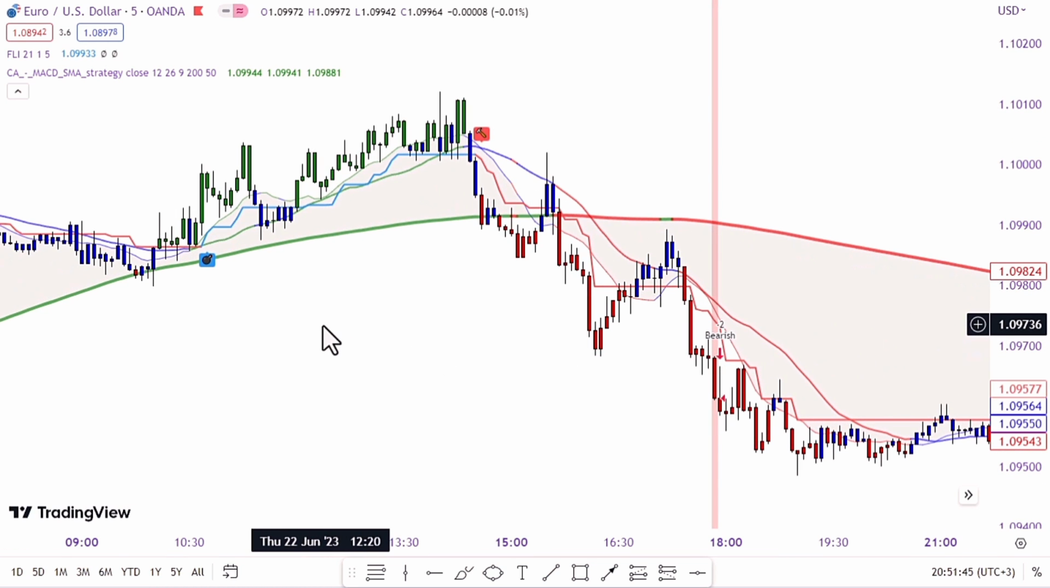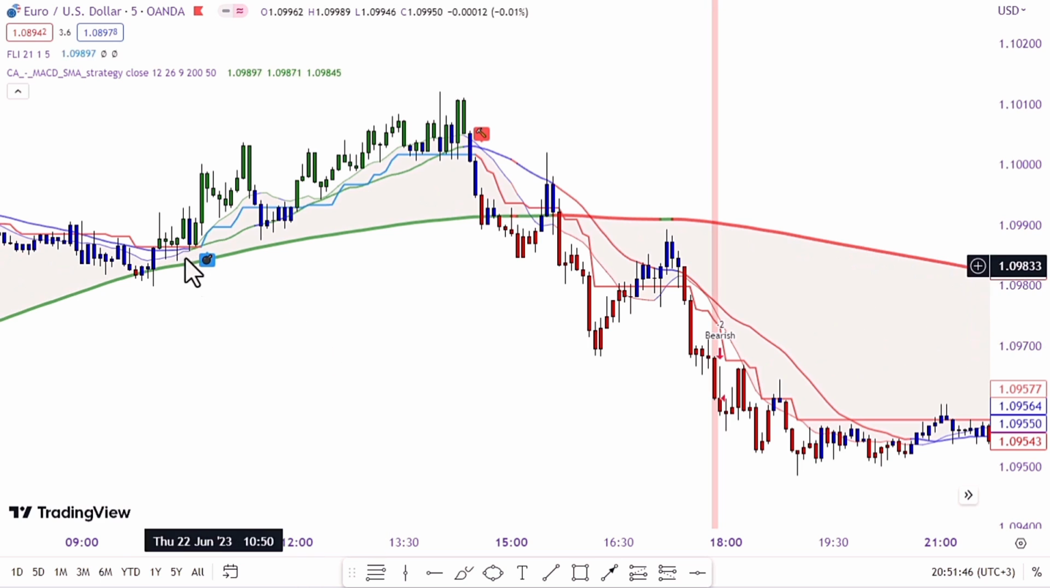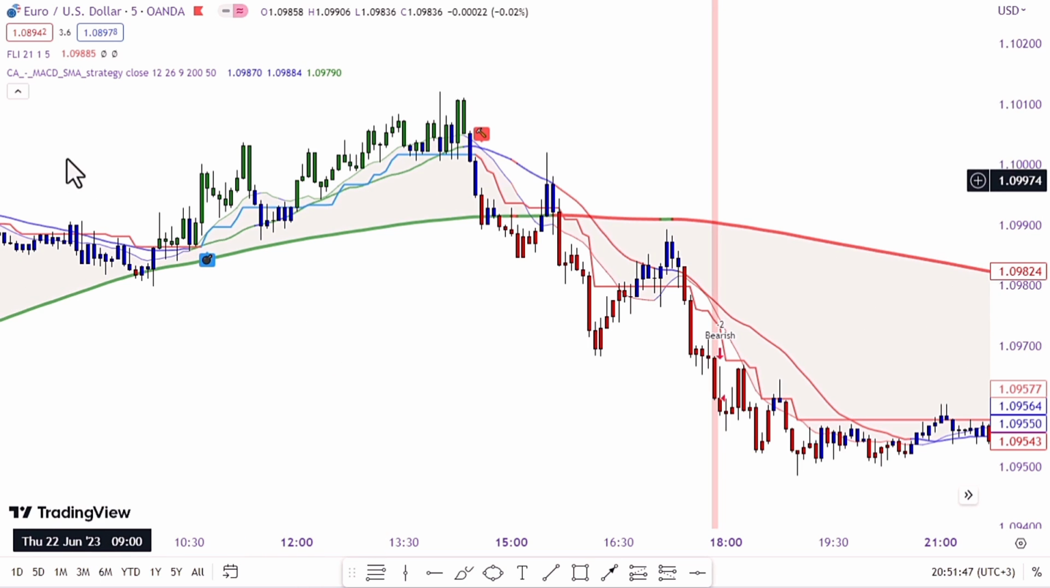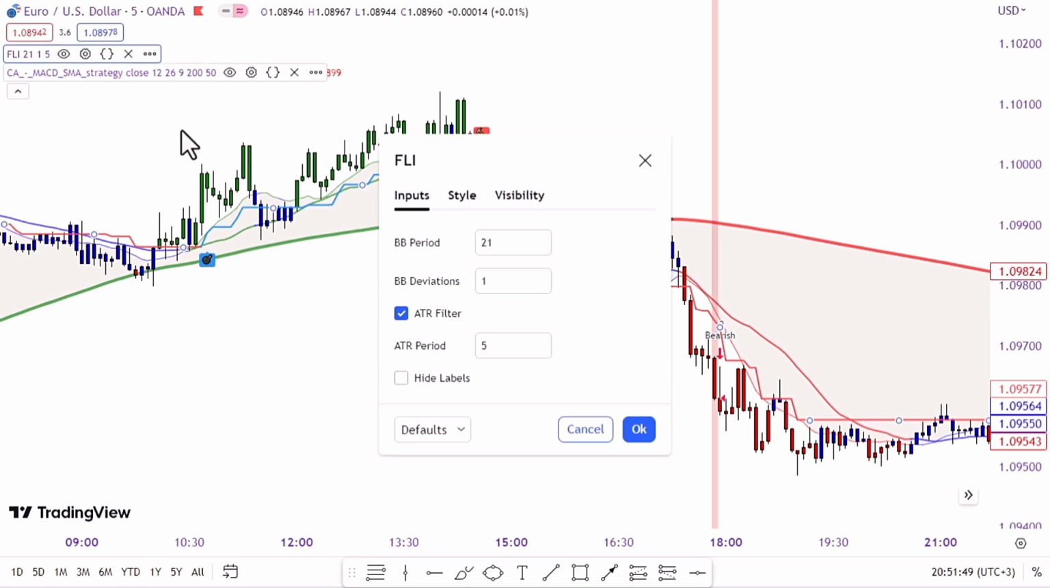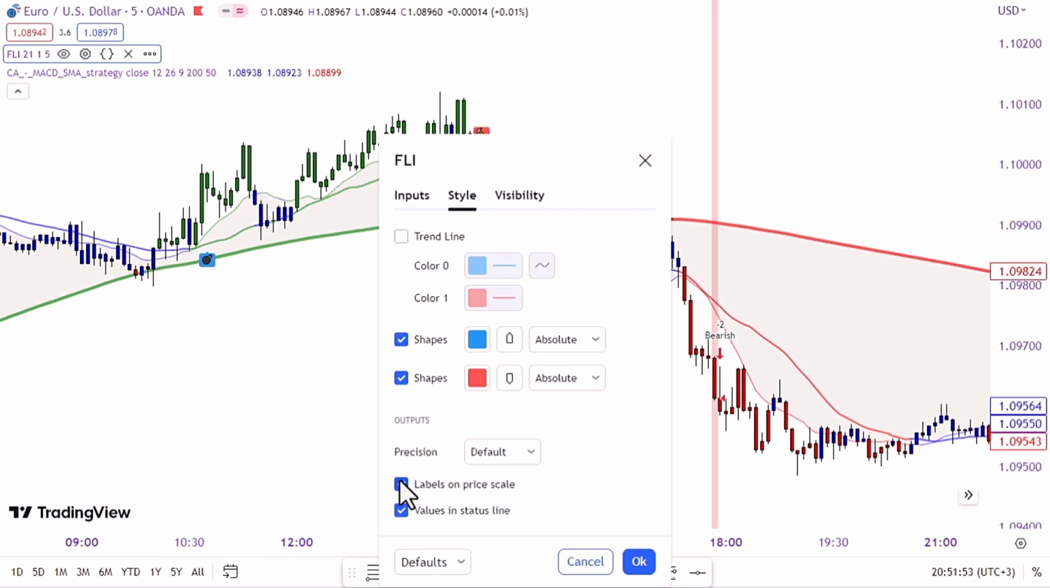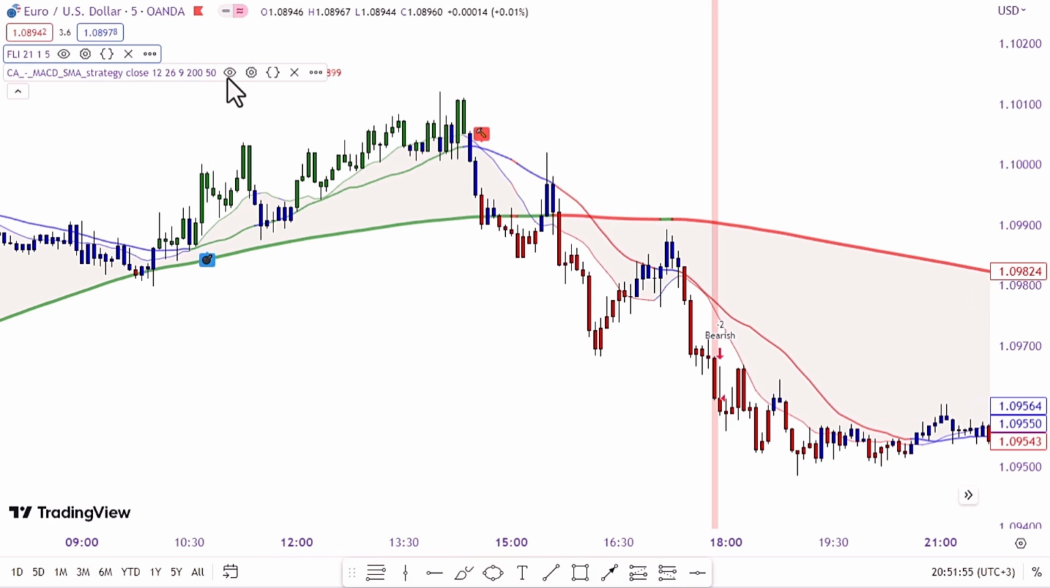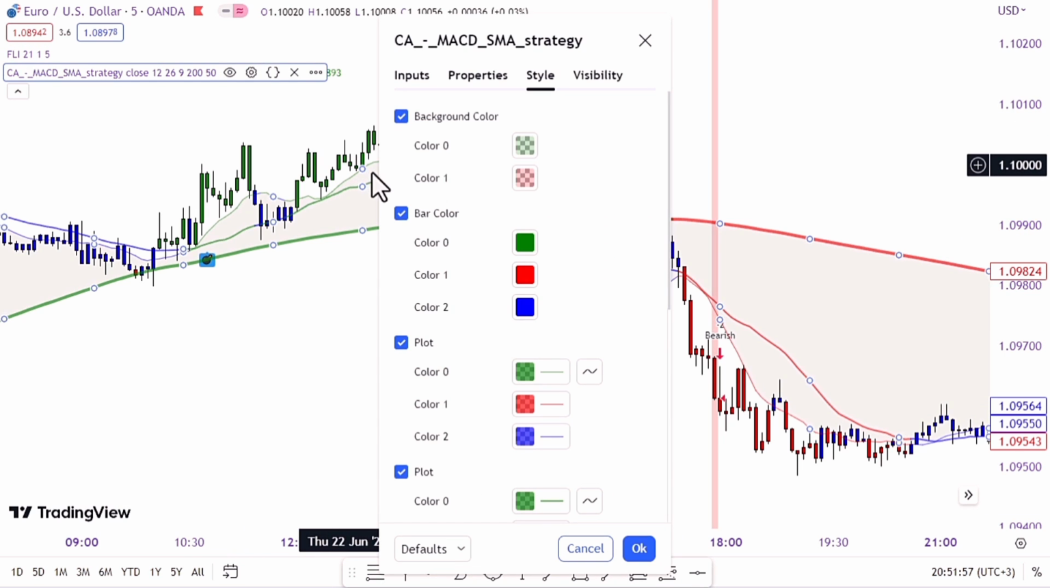Now let's make some slight adjustments to the settings of these indicators. So open the setting of the follow line indicator and disable the trend line. The next step is to open the setting of the MACD plus SMA and uncheck some options in the style as well.